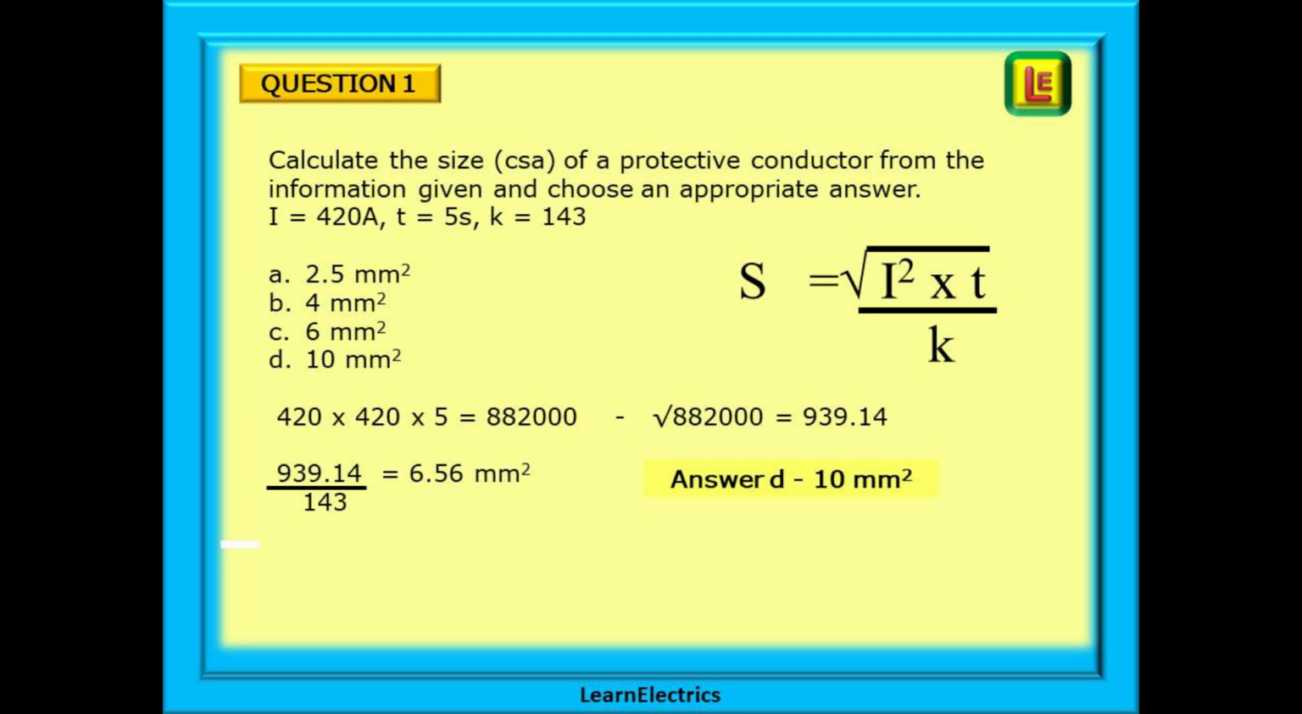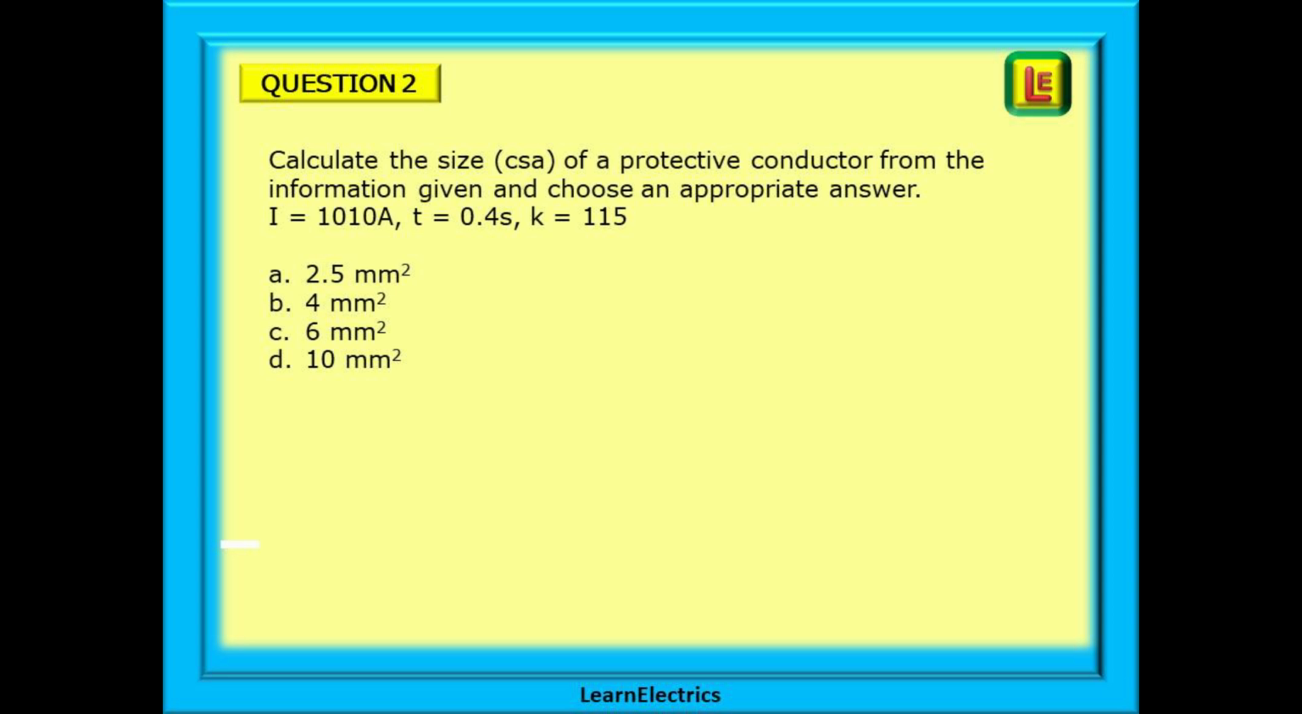And here is the method and the answer. We've shown the calculation again. I is 420 and T is 5 seconds. 420 times 420 times 5 is 882,000. And the square root of that number is 939.14. And 939.14 divided by 143 will give us 6.56 millimeters. This is above 6 millimeters, so we should choose the 10 square millimeter cable. Answer D. Now attempt question 2.